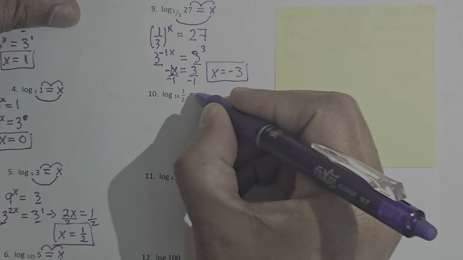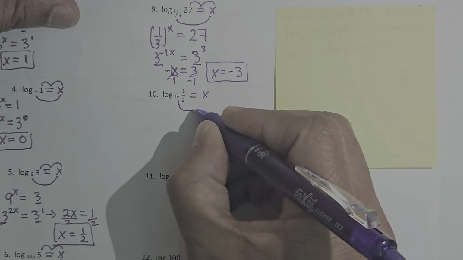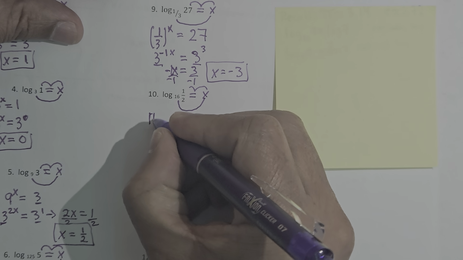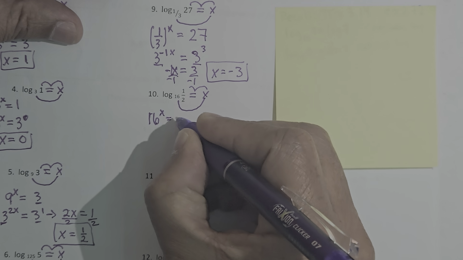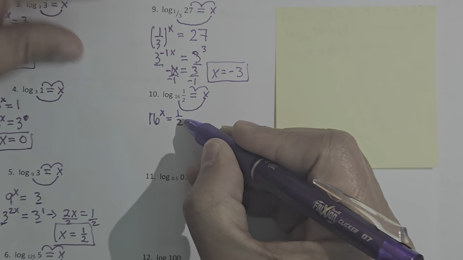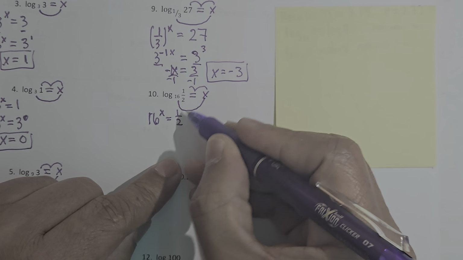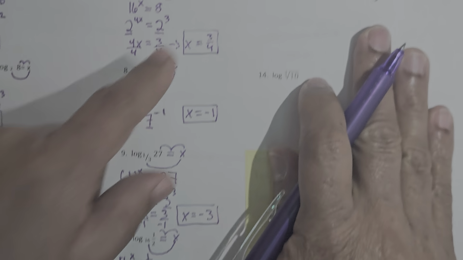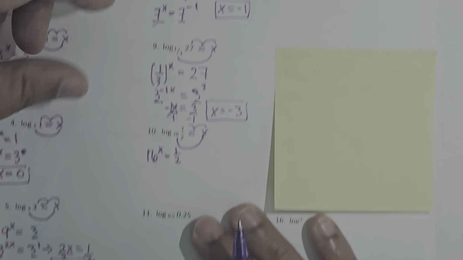Next example. Again, set this equal to x. Raise 16 to the x power and set it equal to 1/2. So this is what we have. 16 to the power of x equals 1/2. Again, if the 2 is down here, it's because it has a negative power. So I'm going to change this 16 to a 2. And again, I gave you that here. So 2 to the fourth is 16.